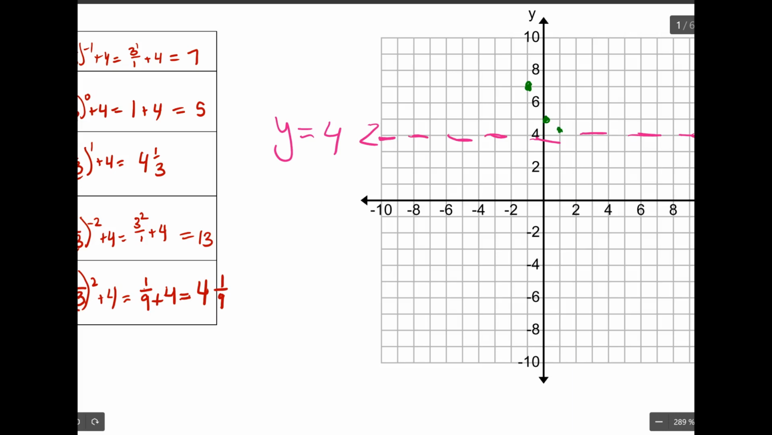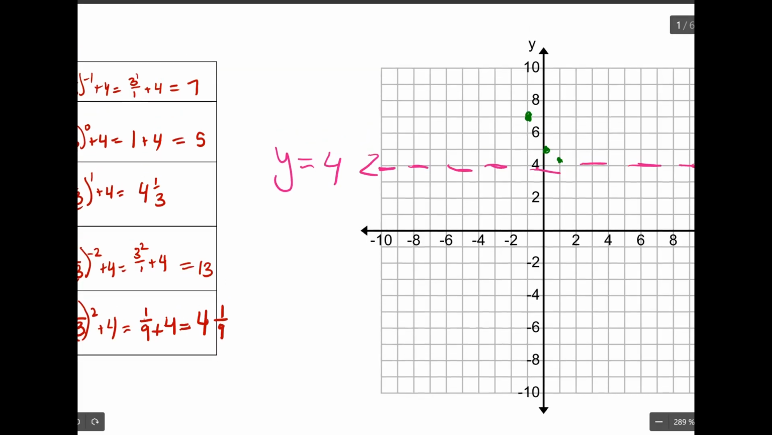Okay. We have -2, 13. Okay, so that's like off my chart. It's like crazy. It's up here somewhere. And then 2, 4 and 1/9. So that's also super close to the asymptote. So that's enough points. We can plot this just fine. So it looks like that.